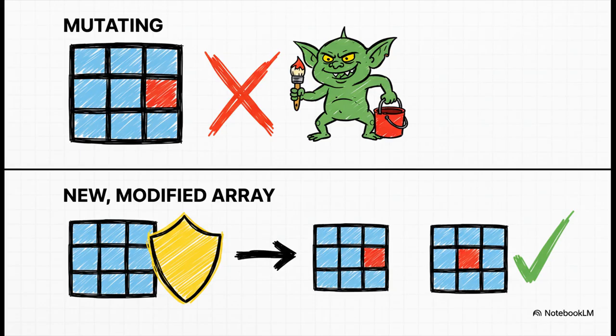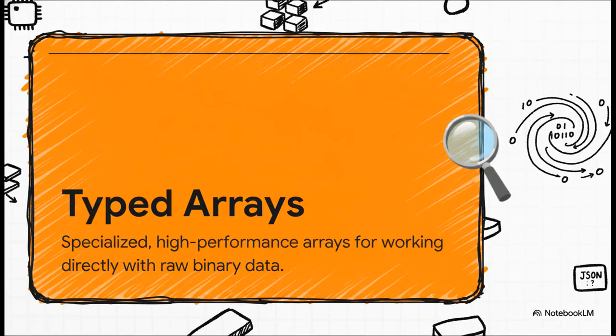So to avoid these headaches, the best practice is something called immutability, which is just a fancy way of saying create a brand new, modified array and leave the original one alone. And for those times when you just need pure, raw speed, that's where typed arrays come in. Seriously, think of these as arrays on steroids. They're specifically designed for working directly with binary data, which makes them absolutely essential for high-performance stuff like WebGL graphics, browser-based games, or really anything that has to be blazing fast.